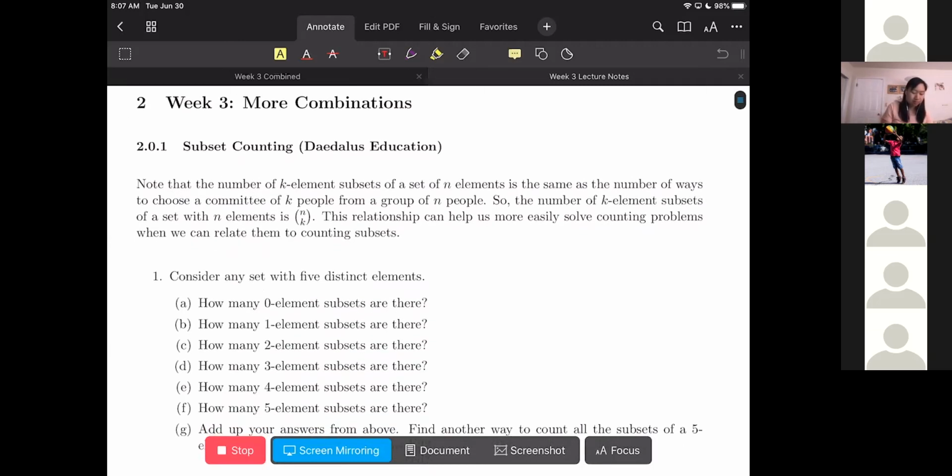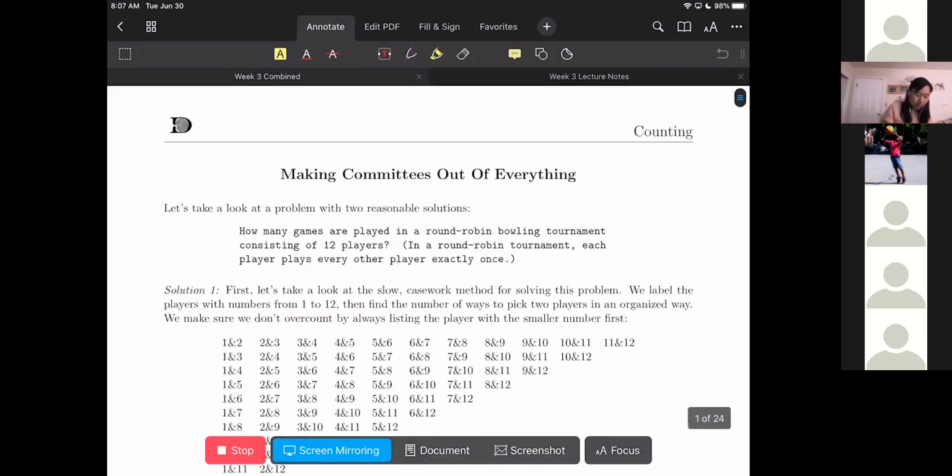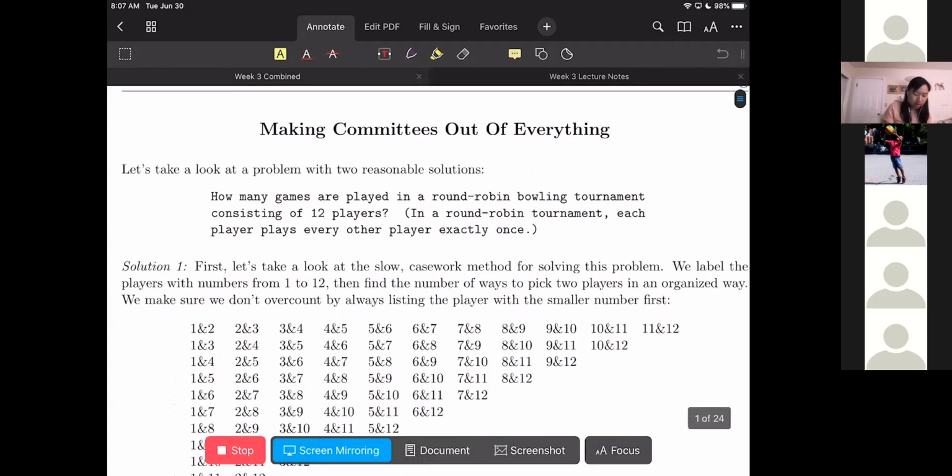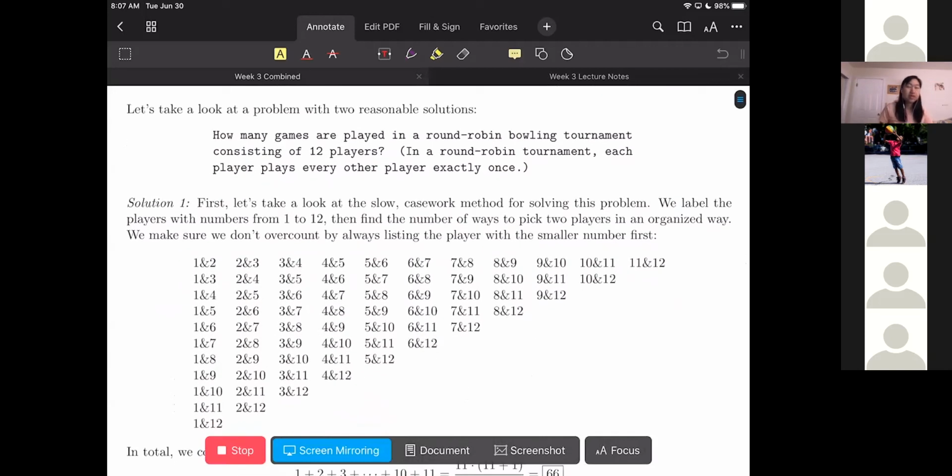So basically, let's look at how combinations can help us solve problems where the question isn't obviously a combination. So let's look at this example, which is a problem that has at least two reasonable ways to solve it. The question is, how many games are played in a round-robin bowling tournament consisting of 12 players? As an explanation, in a round-robin tournament, each player plays every other player exactly once.